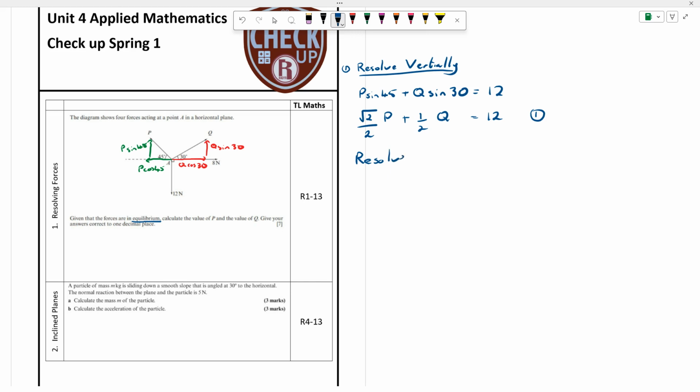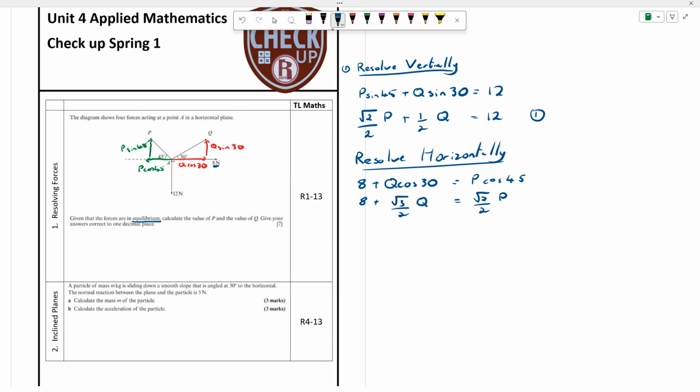Next we're going to resolve horizontally. That means everything going to the left equals everything going to the right. Going to the right, I've got 8 for the 8 newtons, don't forget that, plus the component of Q, so Q cos 30. Going to the left, I've got P cos 45. Now I'm going to change those into their exact values: this is root 3 over 2 Q, and P cos 45 is root 2 over 2 P.